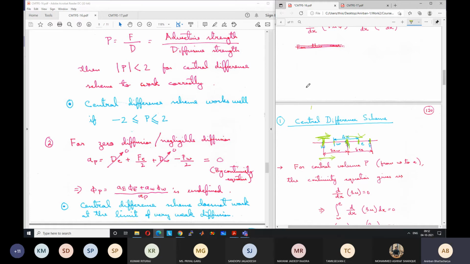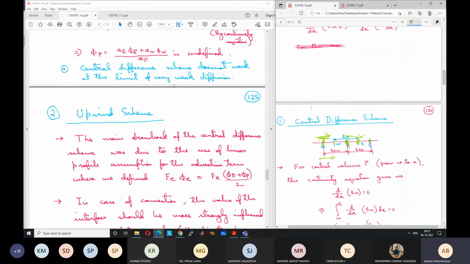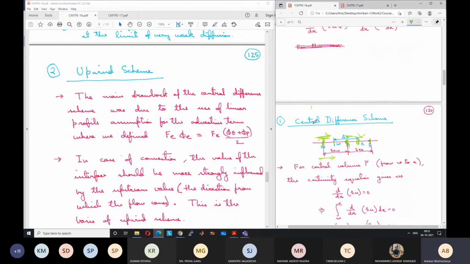In the next scheme, we will modify based on this new understanding, and we will assume that this point is very strongly affected by the upstream side point. Similarly, this point is very strongly affected by the upstream side point, and there is no effect of the downstream side point. This scheme with this understanding is known as the upwind scheme. Let us take a break here and then we will continue.